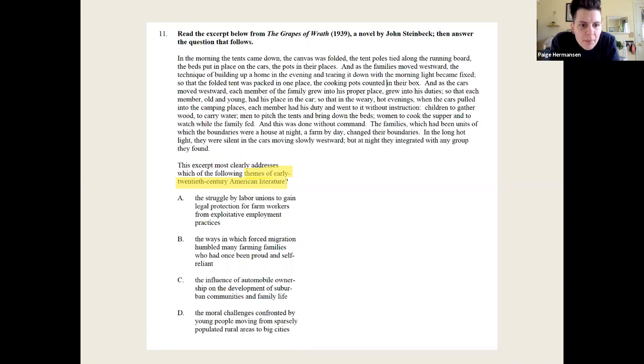So no. What about B, the ways in which forced migration humbled many farming families who had once been proud and self-reliant? I don't know about y'all, but I'm drawn to answer option B. Emily says possibly. Look at this part of the passage: The families which had been units of which the boundaries were a house at night, a farm by day, changed their boundaries. In the long hot light, they were silent in the cars moving slowly westward, but at night they integrated with any group they found. There's this idea of the weary hot evenings, that these people are silently, without anybody having to tell them what to do, moving west while setting up camp every night. And there's this quiet resolve.